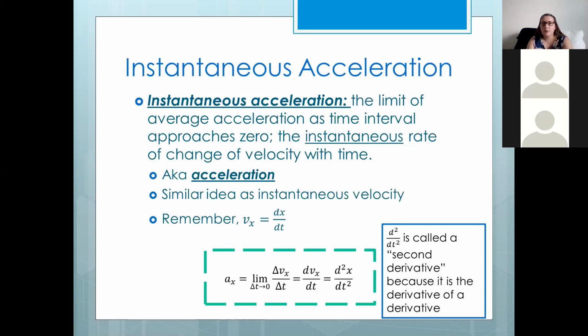But we already knew that velocity was dx dt. So if we have the derivative of a derivative, we call it a second derivative. And we put that little 2 symbol next to the d and next to the t there. So d2, or d squared x over dt squared, is a second derivative because it's a derivative of a derivative. Yay, calculus.